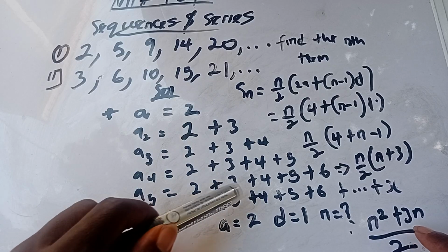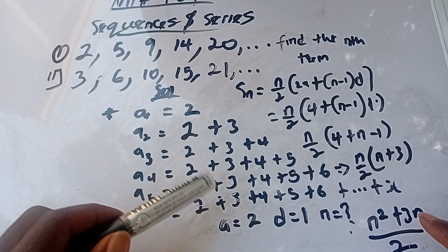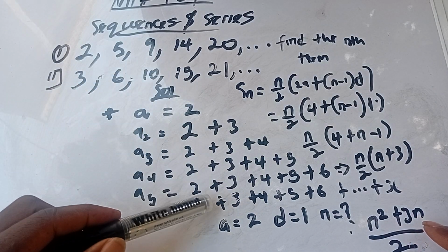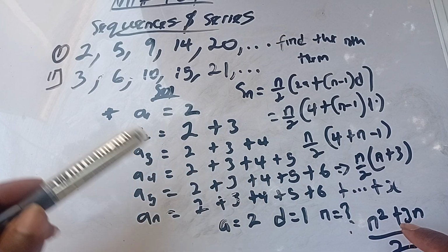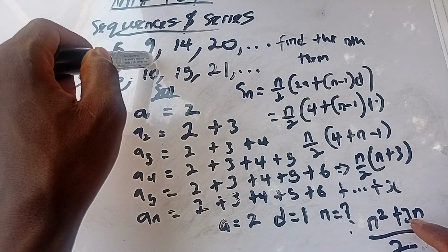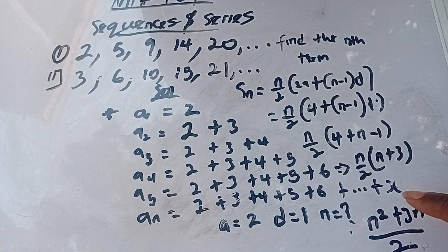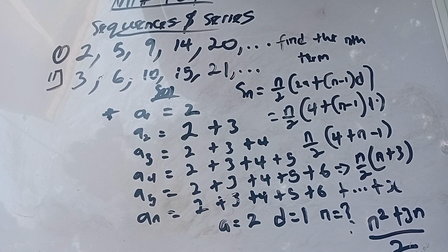Are we going to get 2 plus 3? 5. No, you break this down. So if n is 3, using this, you have to get 2 plus 3 plus 4. But if you want to use this, if n is 3, you have to get 9. So the equation is valid. This is our nth term. The formula is valid for any nth term you want to find. So that's that for that.